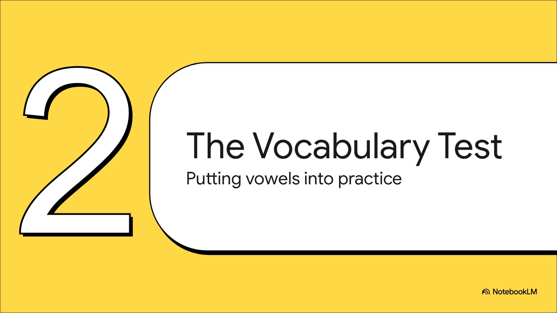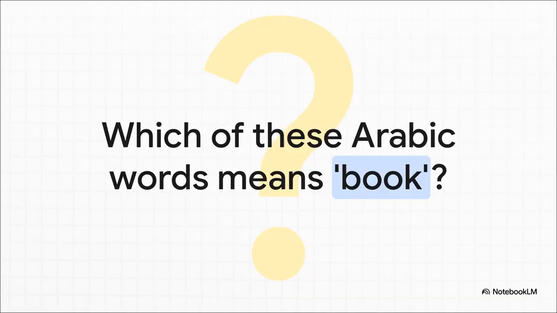Awesome. So now we know what the signs are. Let's see what they actually do in some real words. Time for a little vocabulary test to put that new knowledge into practice. All right, next question. Which of these words means book? Now, really pay attention to the vowel marks here. The Arabic word is kitab. Hear that ki sound at the very beginning? That's your big clue. So which of these options has the little mark that gives you that I sound?